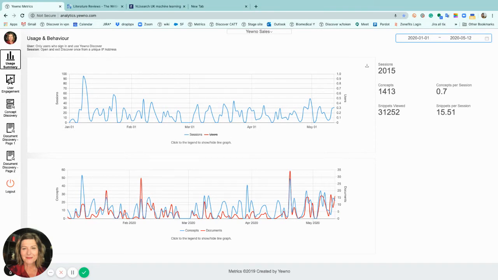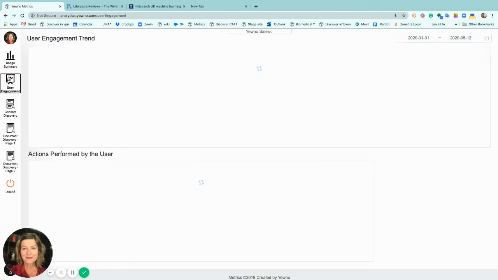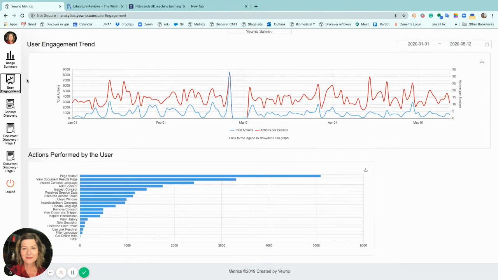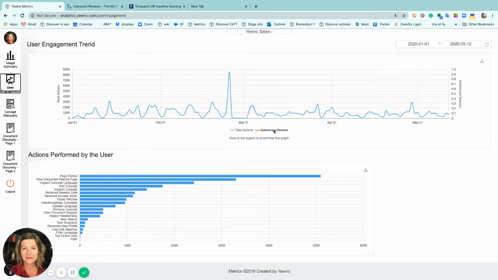Now we're going to go into user engagement. Oh, one more thing. Here on the right-hand side, if you need this type of information in a CSV format, if you see this little icon, you're able to download that information. So let's take a look at user engagement. And this is where we have more revealing type information. So we have actions performed and actions per session. And if you only want to see total actions, you can just click on the item that you don't want and it'll be taken off the graph.